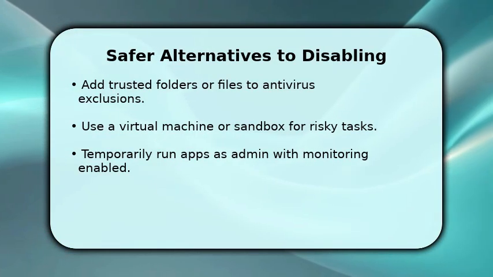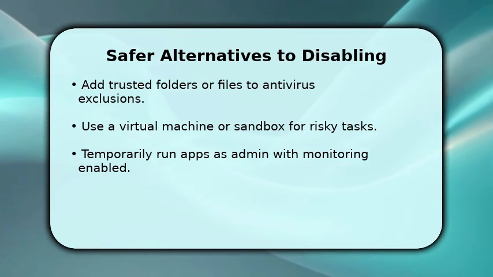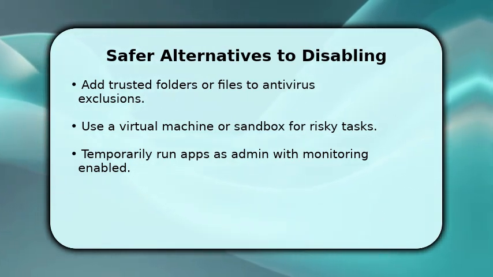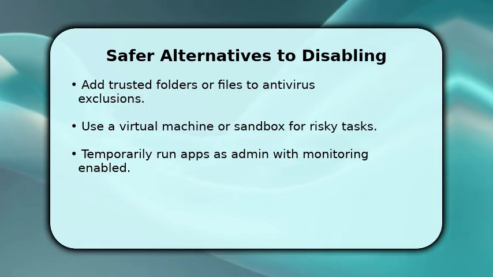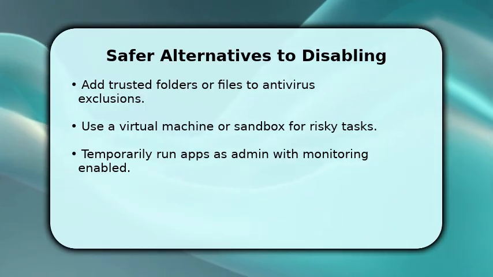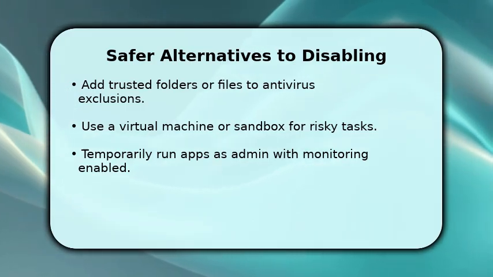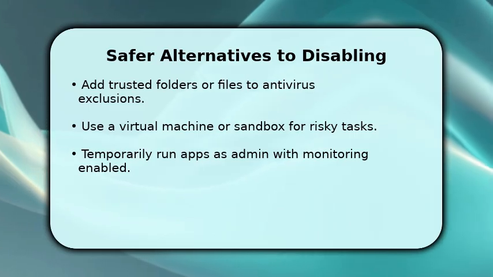Rather than disabling Windows security, add specific exclusions or use isolation. Once done, use an isolated virtual machine or sandbox that mirrors your environment so risks stay contained. Make sure to run only signed, verified binaries and use real-time monitoring logs to watch behavior.